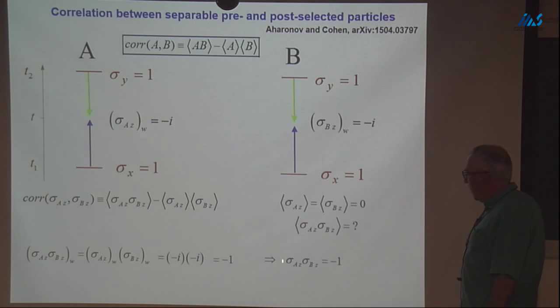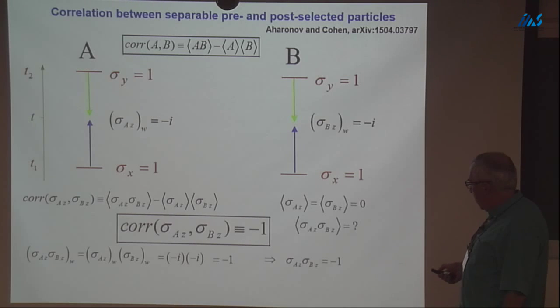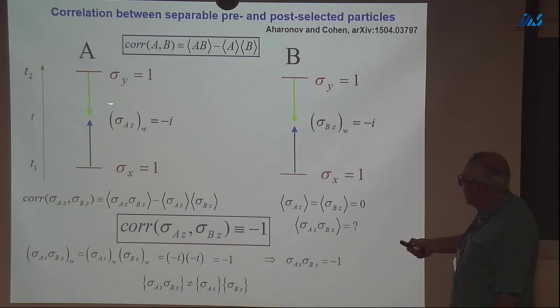Sigma AZ, sigma BZ is not this. This is an operator which we have to measure. It's a non-local variable. With this non-local variable, we get this correlation minus 1. However, if we measure this non-local variable, we cannot measure it by measuring sigma z here and sigma z here.